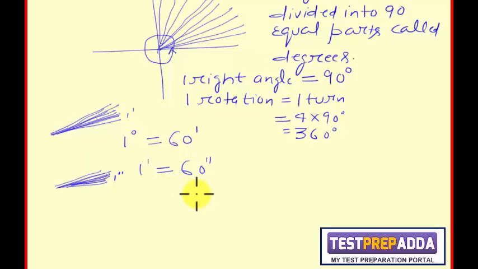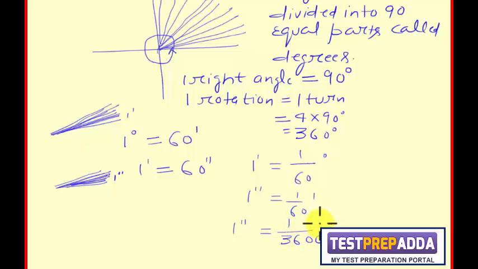Got it? So if you want to get second in degrees, what will you do? 1 degree is 60 minutes, or we can say 1 minute is equal to 1 upon 60 degree, right? And here 1 second means 1 upon 60 minutes. So 1 second will be 1 upon 3600 degrees.